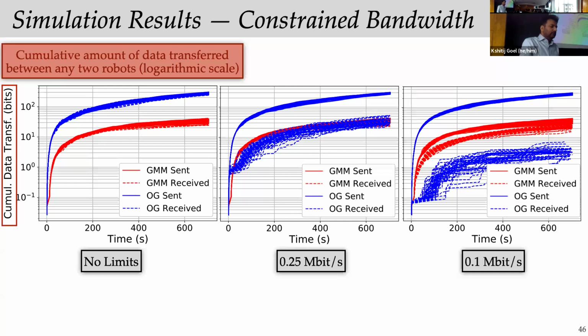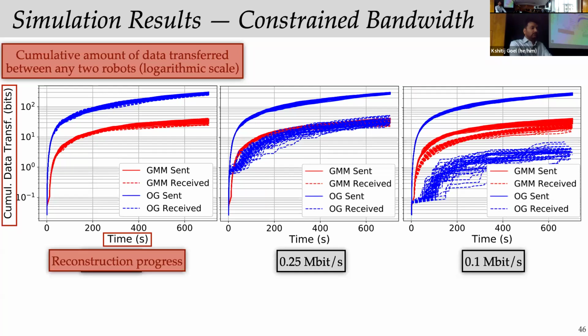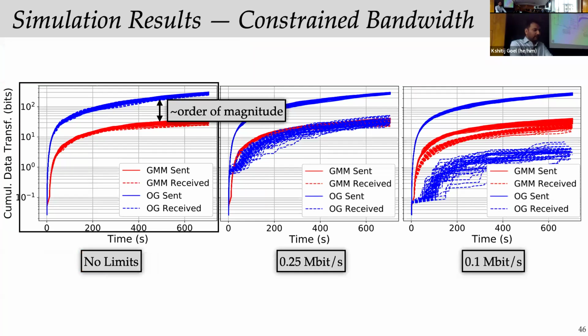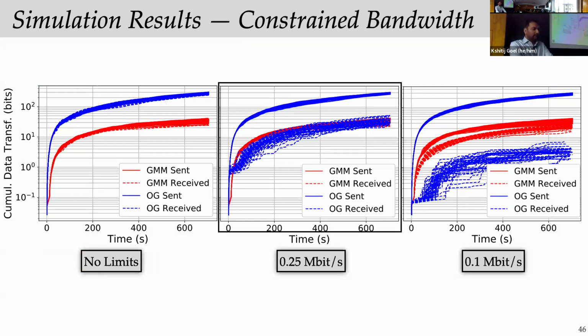Next, we can plot the cumulative amount of data transferred between any 2 robots against the reconstruction progress on the x-axis. When there are no limits on the bandwidth connection, one observation is that there's nearly an order of magnitude difference between the amount of data that is transferred between robots. The blue solid line here is showing the amount of data sent when occupancy grid maps are used, and the red lines show the same for GMMs. Both approaches are sending and receiving the same amount of data when there are no limits, which makes sense.